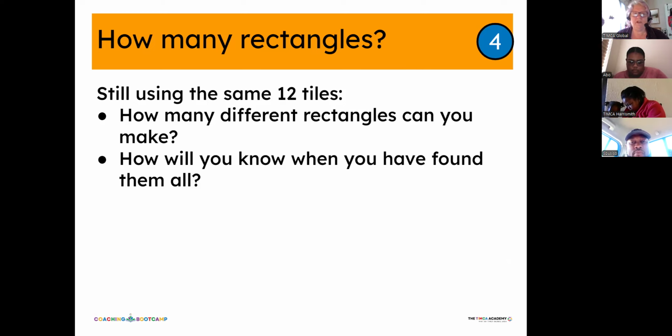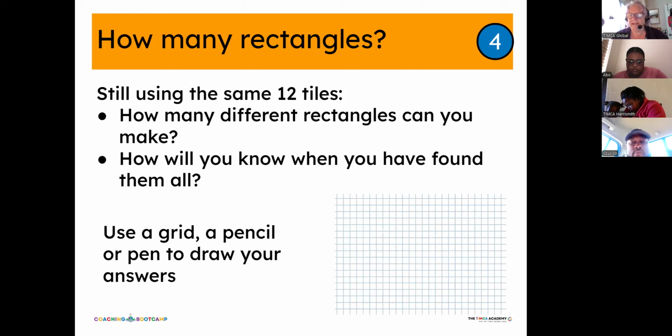So how do we do that? Well, the best way is to give them a piece of grid paper like this with squares on it. Use a grid, a pencil, and you draw your answers. I know that you probably haven't got grid paper with you, but if you can get some, you can practice this later. So let me show what it might look like.